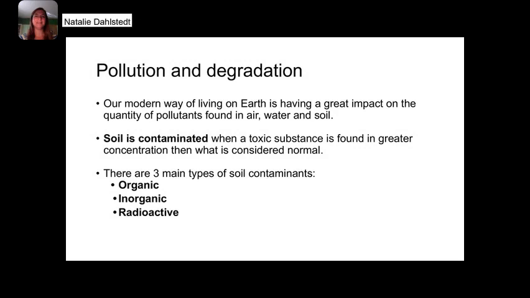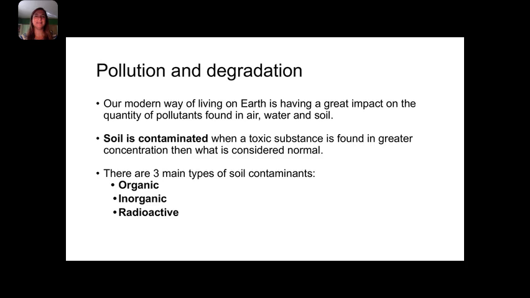Let's have a look at pollution and degradation of our lithosphere. Our modern way of living on Earth has a great impact on the quantity of pollutants found in air, water, and soil, mostly due to the number of people living on the planet.